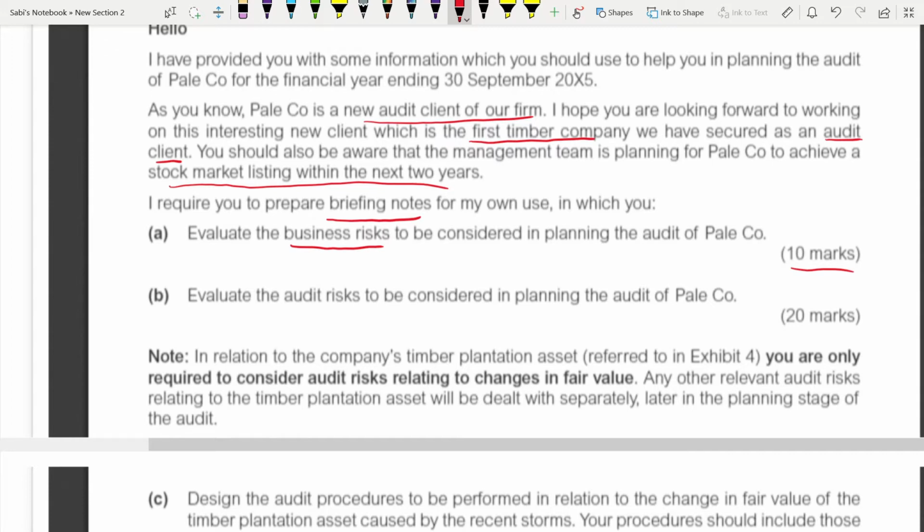B: Evaluate the audit risk to be considered in planning the audit of PAIL company. So this is the audit risk. This is 20 marks. Double. This means that when you are writing audit risk, you have to write more points compared to business risk, double of it, looking at the marks.